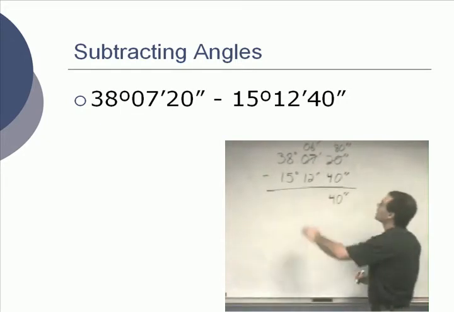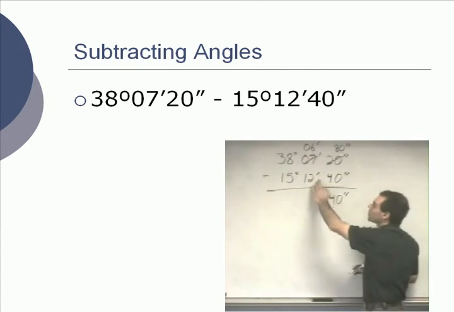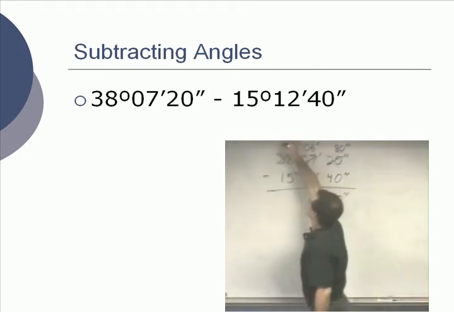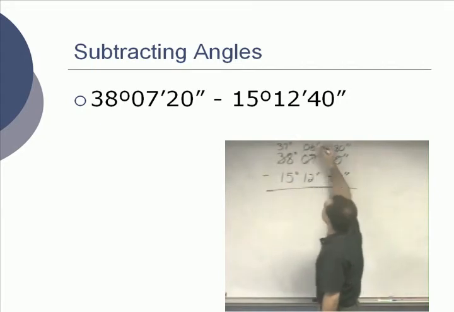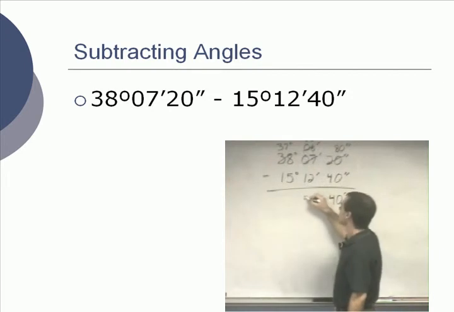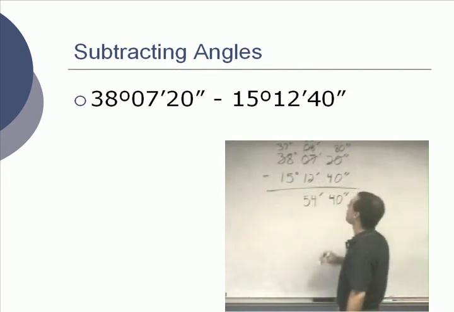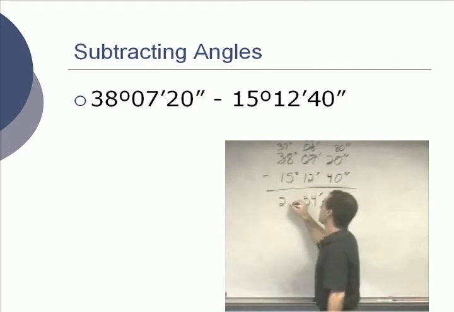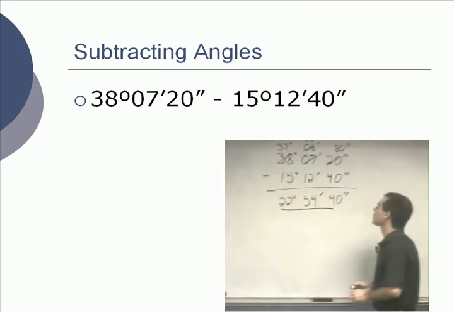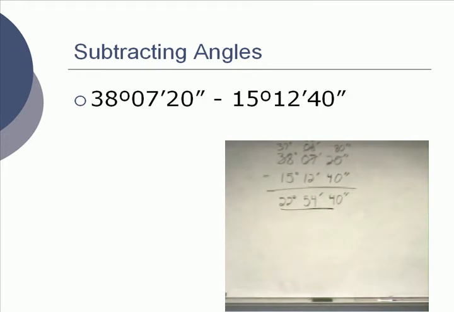So 80 minus 40 is 40 seconds. 6 minus 12, same boat. So we need to borrow a degree. Becomes 37 degrees, but we now have 66 minutes. 66 minus 12 is 54 minutes. Now we're okay. 37 minus 15 is 22 degrees. 22 degrees, 54 minutes, 40 seconds. We've got them subtracted.